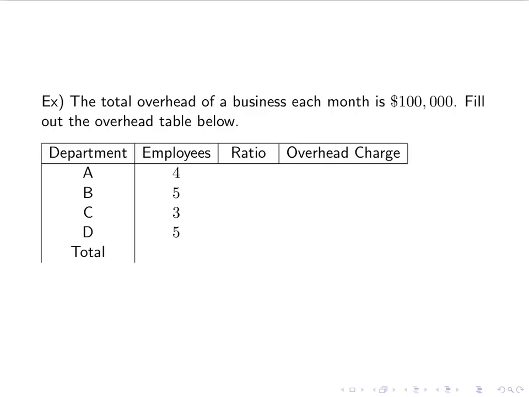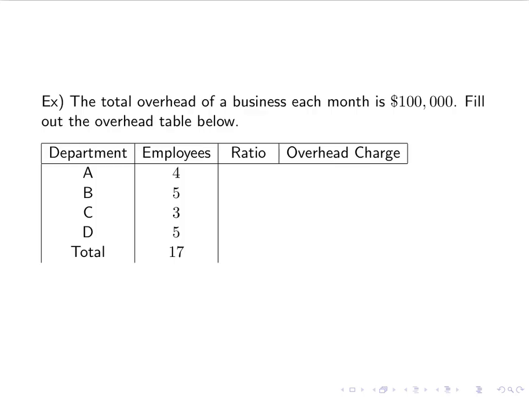So there are 4 departments, A, B, C, and D. It's a fairly small business, if you can see. So I'm going to have employees. The first thing I need to do is find the total number of employees. So I'm going to add these guys up, and I get 17. 17 is not a very nice denominator, so we're going to see that come up in our overhead charges. We're going to have change, and we're going to need to round a little bit.